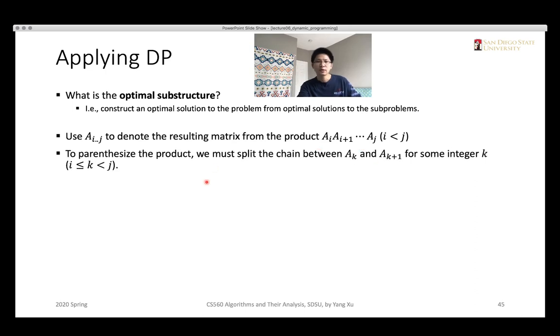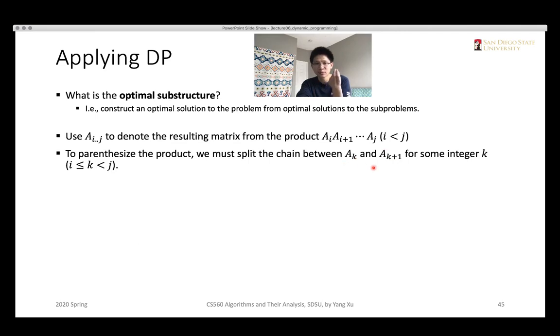In order to parenthesize the products, we must split the chain at some point indicated by this integer k. We must choose some k between I and J, and that is the point where we split the chain. In that case, we are splitting the chain between the k-th matrix AK and the k plus 1-th matrix AK plus 1.